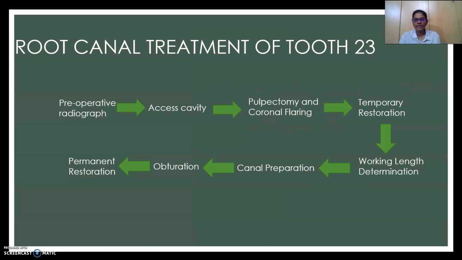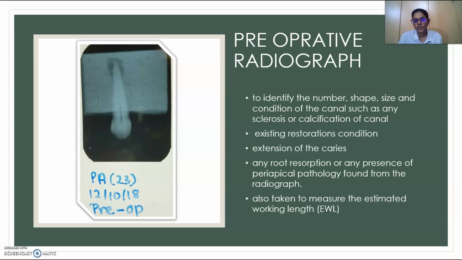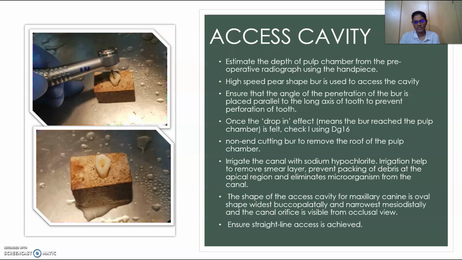Today I'll be explaining the root canal treatment done on 2.3. So this is the basic outline of it. First, a pre-operative radiograph is taken to identify the number of canals, shape and size, and the condition of the tooth, and it's also taken to measure the estimated working length.